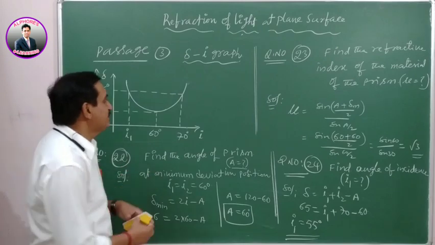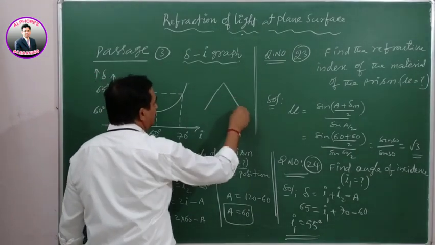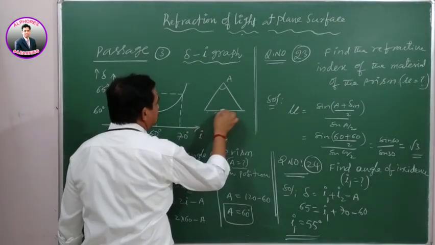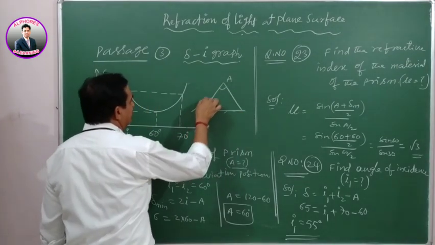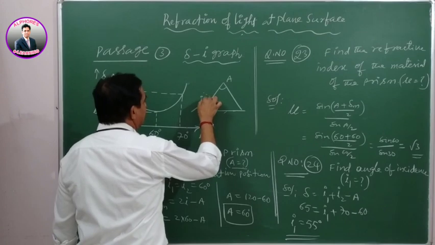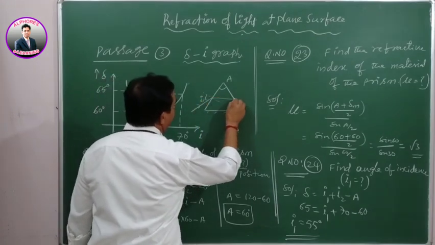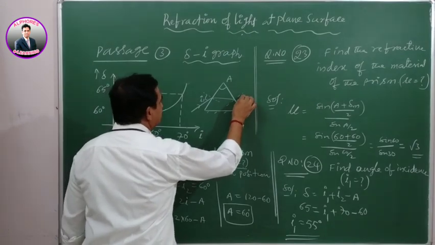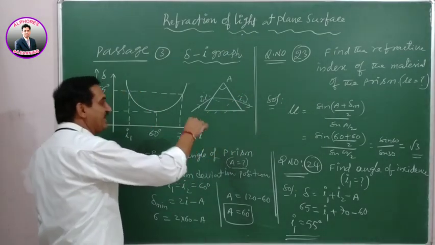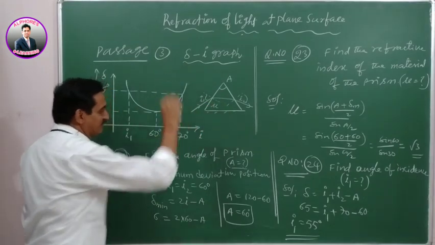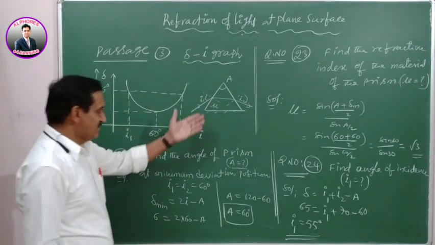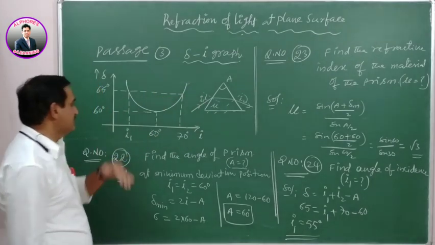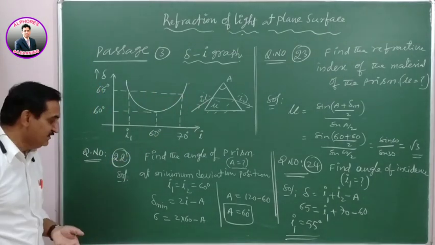Means we can imagine a prism. In this prism, this is the angle of incidence. Now a ray is incident on it. This is I1, and after refraction it gives an emerging ray, and this is the angle of emergence. And refractive index mu. So for this prism, the angle of deviation and angle of incidence graph is clearly given in the diagram.